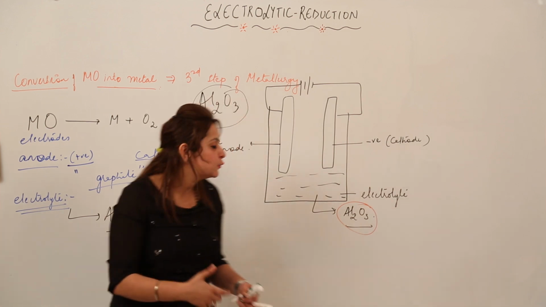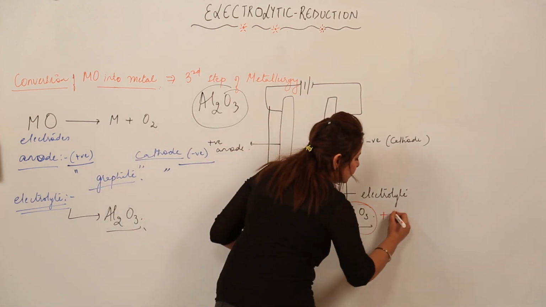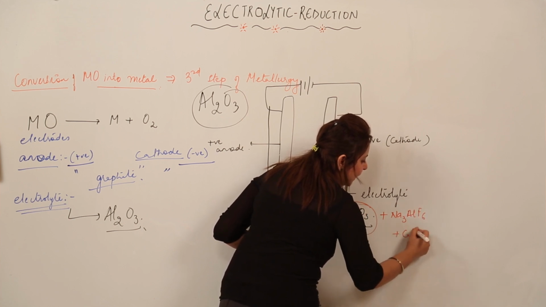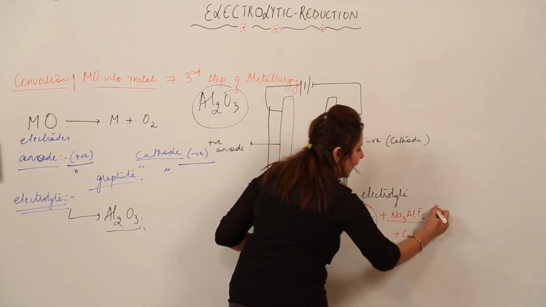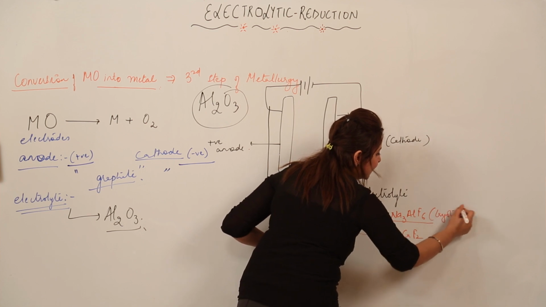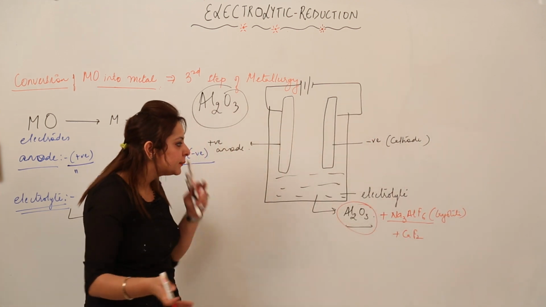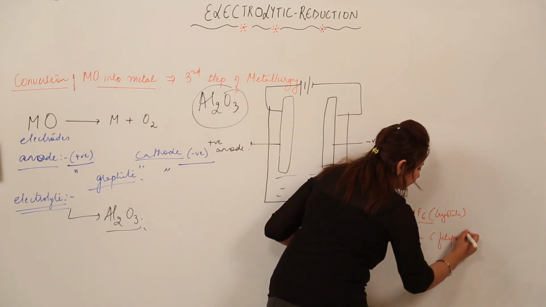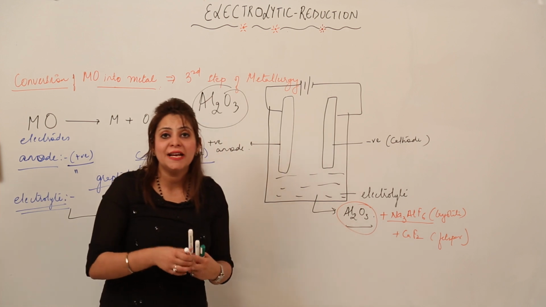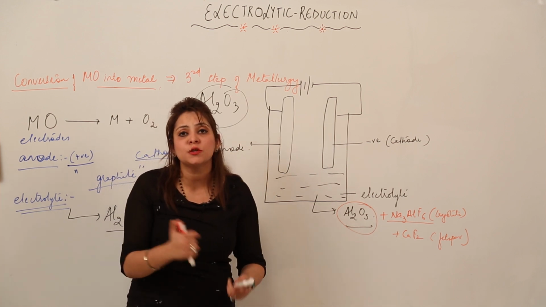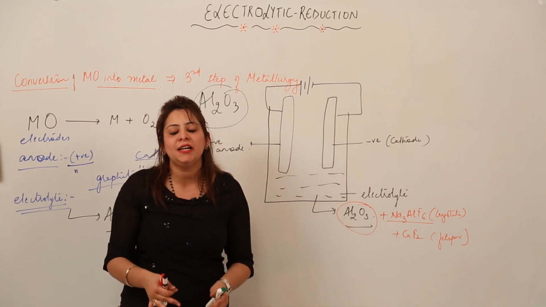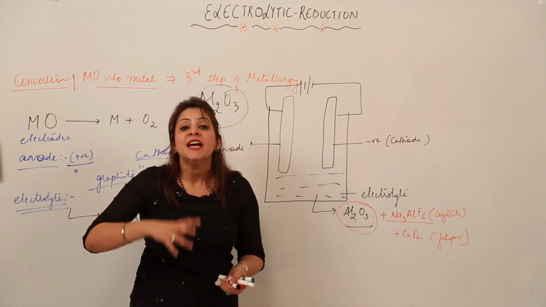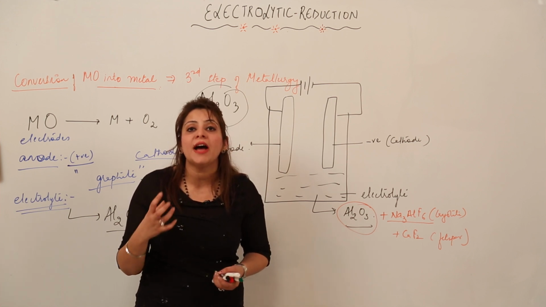In this case we add two substances, Na3AlF6 and CaF2. This is cryolite, which is again an ore of aluminium, and this is feldspar. Now what is the function? As I told you, when we add a certain substance to an electrolyte, directly or indirectly it serves the same function. That means it is increasing the degree of ionization.